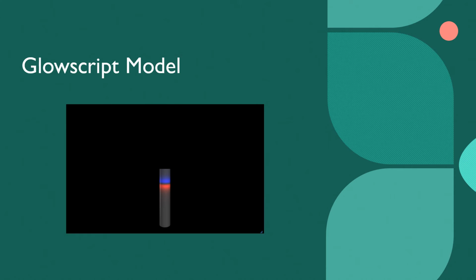All right, now here's a GlowScript simulation of this experiment where the red ring represents the north end of the magnet and the blue ring represents the south end of the magnet. The red ring and the blue ring fall from top to down.